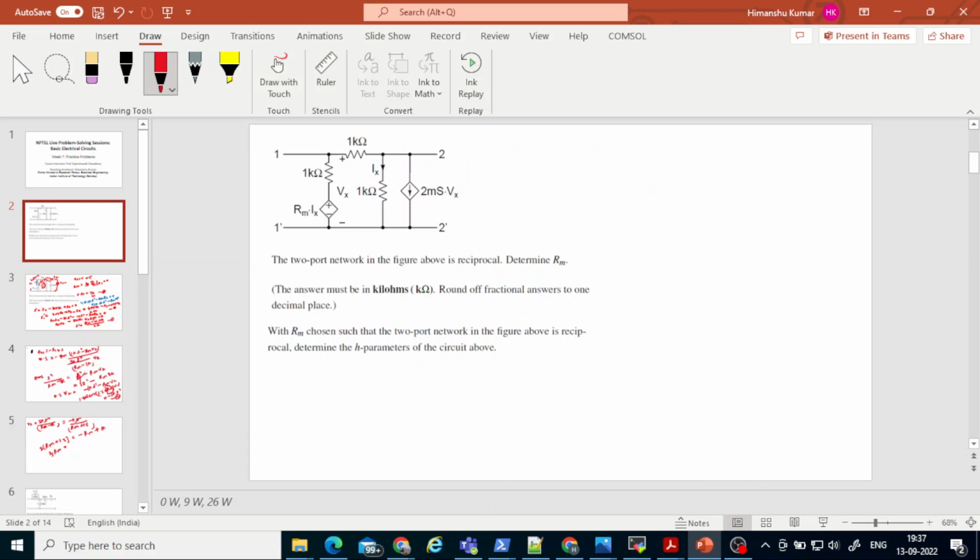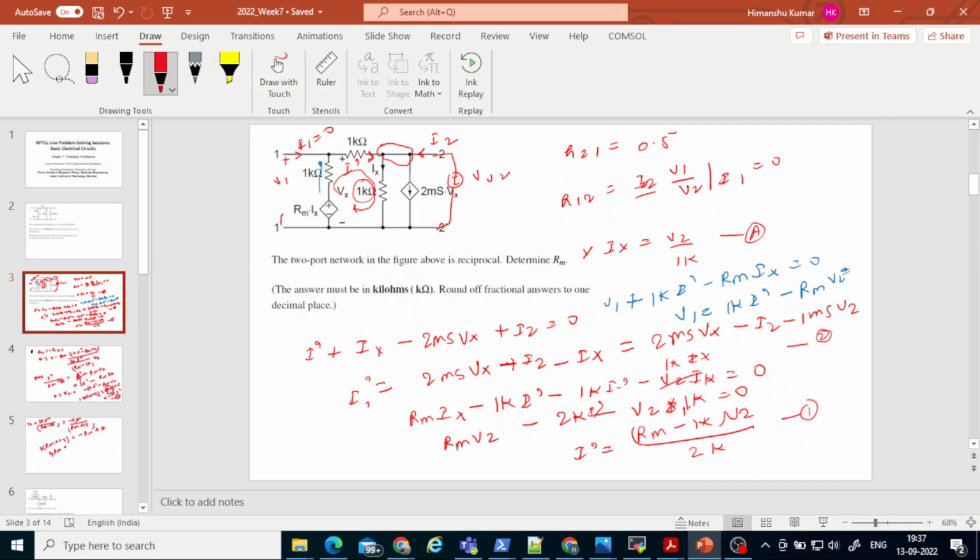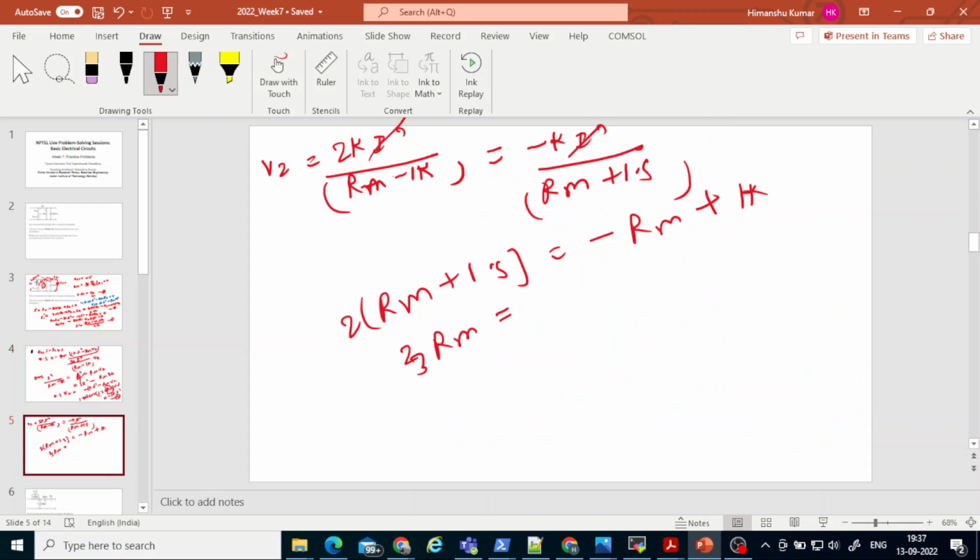Determine the Rm. Okay, it can come out negative, no issue. I thought this is a resistor, but no, it's not a resistor, so it can be negative. So the 3 times Rm will be minus 3 plus 1, which will be Rm equals to 2 by 3. Okay, so this is in millisiemens.